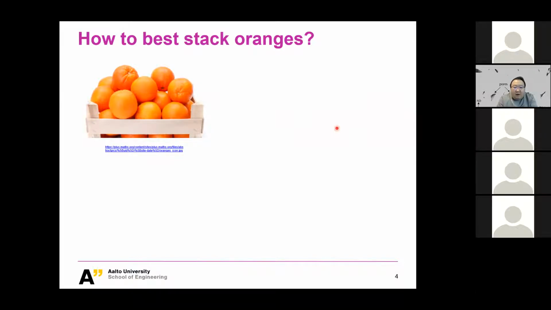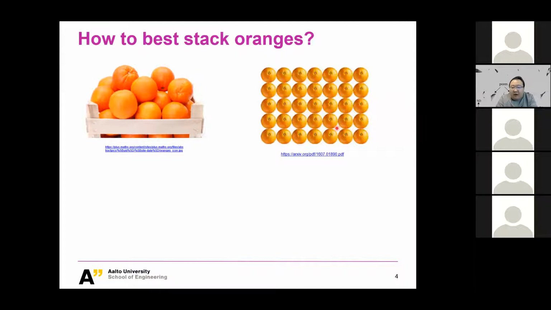Is random a good one? We don't know. Of course, you could have a second way of stacking, the so-called regular stacking. This is just 2D, you see, and everything is basically regular. One orange is in touch with another 4. This repeats just continuously.